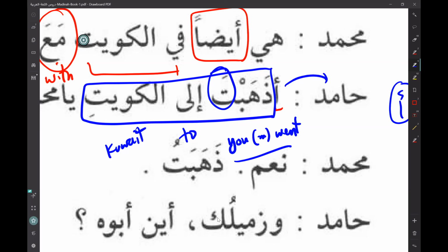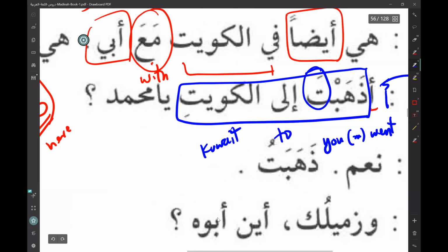Dhahabta, you went to Kuwait. Now we have the question mark, Hamza. Now, how do you form a question in English? That is up to you. In Arabic, we just simply put that Hamza in front of it and our life is good. But in English, you have to change the verb from went to go: did you go? You understand? So in English, the translation will be a little bit different.